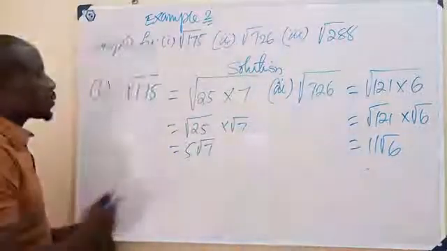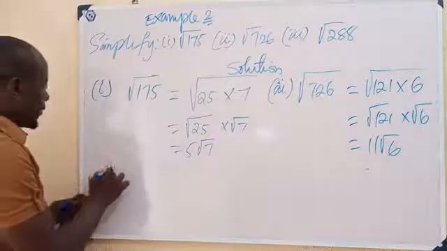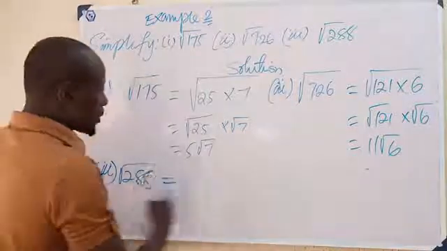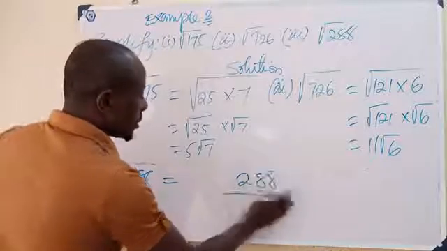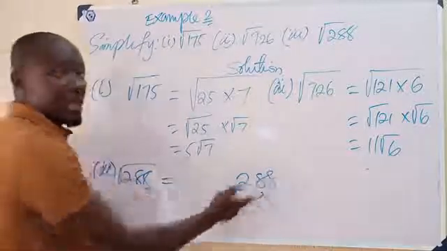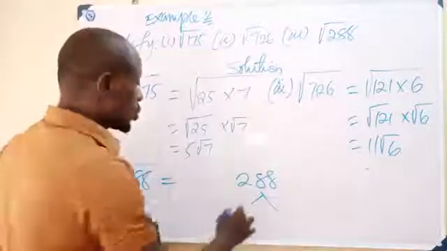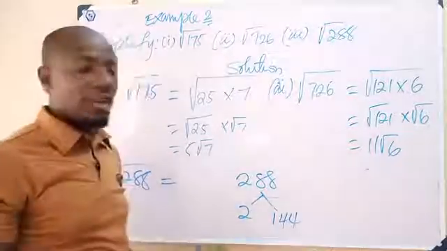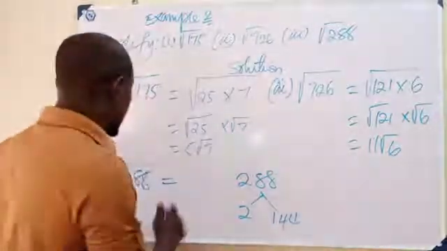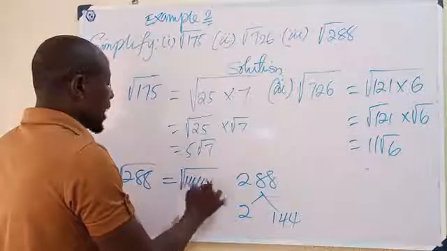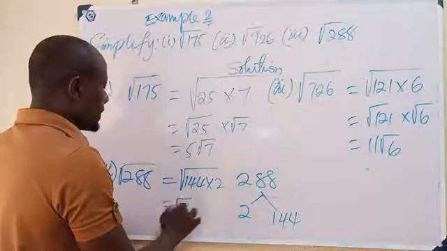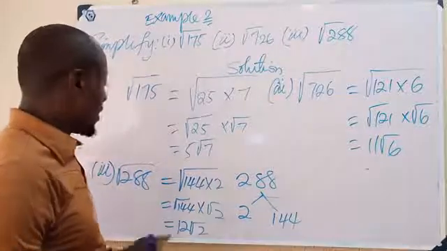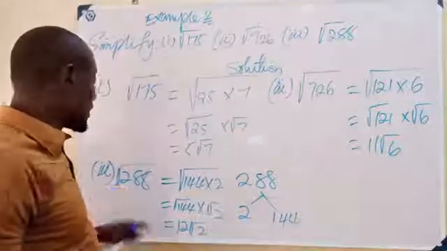Alright. Now for the last one, that one is very simple and very straightforward. We have root 288. So now let's look for the factors of 288. The last digit here is divisible by 2. So 2 into 288 will give us 144. We don't need to go any further because 144 is a perfect square. So we are going to break this into 144 times 2, which will give us root 144 times root 2, which is 12 root 2. 288 has been simplified to 12 root 2.